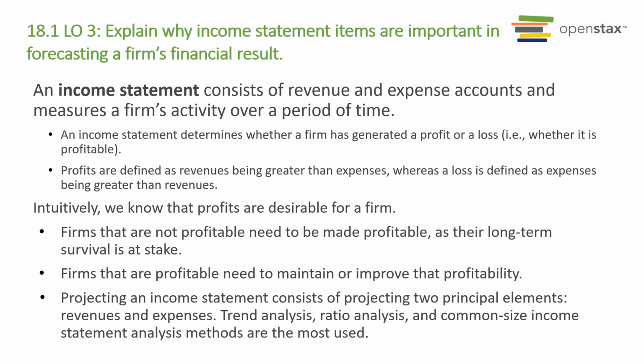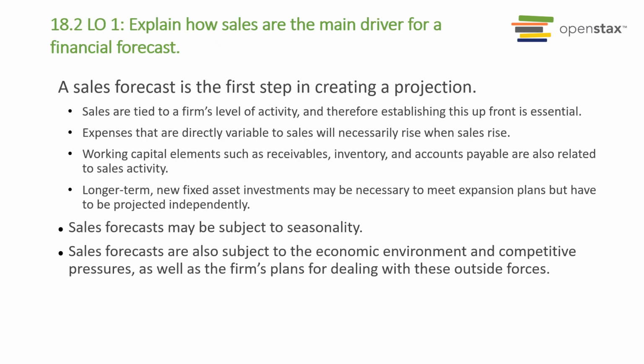Projecting an income statement consists of projecting two principal elements, revenues and expenses. Trend analysis, ratio analysis, and common size income statement analysis methods are the most used. A sales forecast is the first step in creating a projection. Sales are tied to a firm's level of activity, and therefore establishing this upfront is essential.